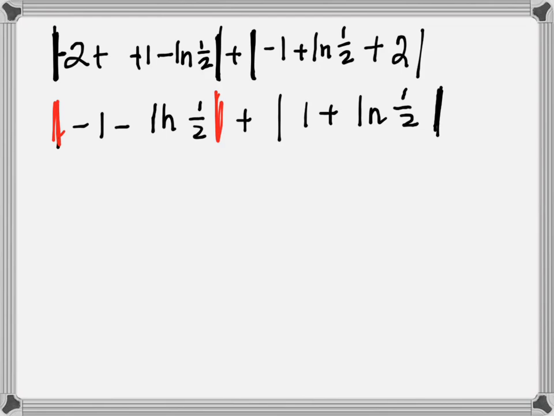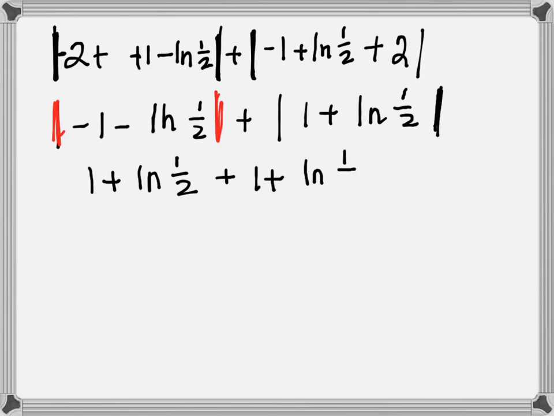Okay, so let's think for a moment. I've got -1 minus the natural log of 1/2. So what happens when I take the absolute value of that first piece, the part that's got the red brackets around it right now, the absolute values? What is it? Yeah, it is 1 plus the natural log of 1/2. And I've got absolute values around the 1 plus the natural log of 1/2, so what's going to happen over there? It's going to stay the same, right?